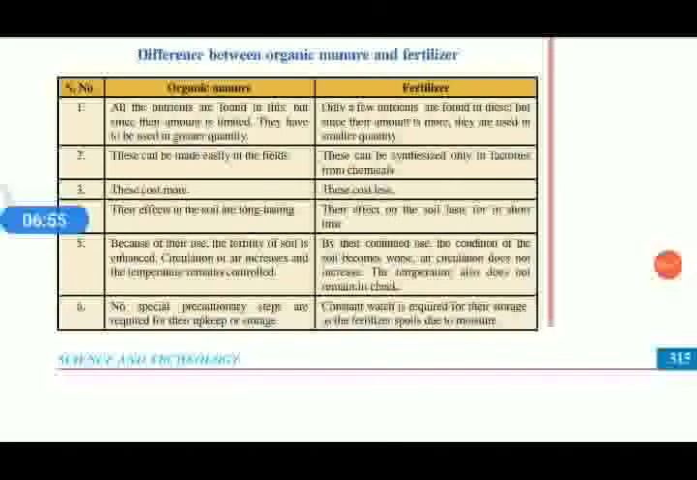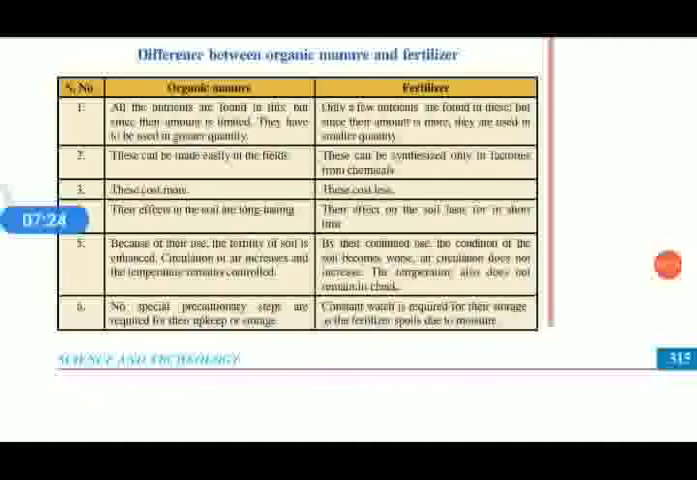Organic manure can be made easily in the field, but chemical fertilizers are made in factories. The cost of organic manure is low, and the chemical fertilizer is very high. The effect of organic manure in the soil is long lasting, but the effect of chemical fertilizer is only for a short period of time.